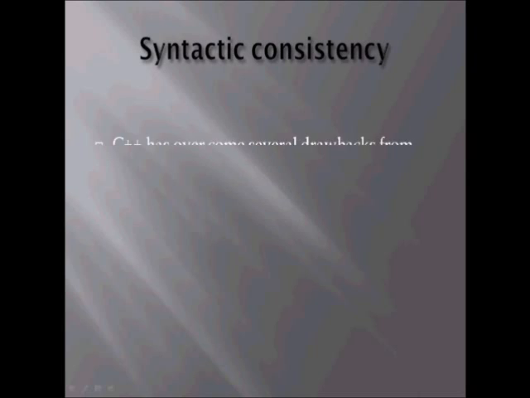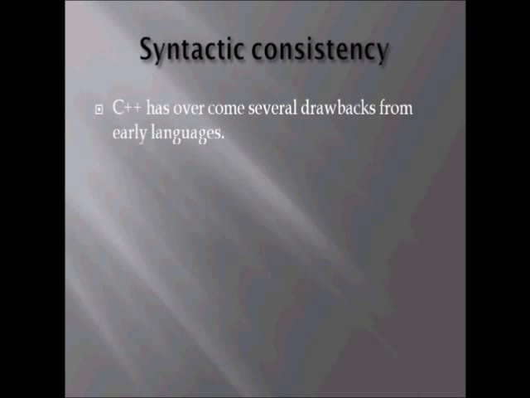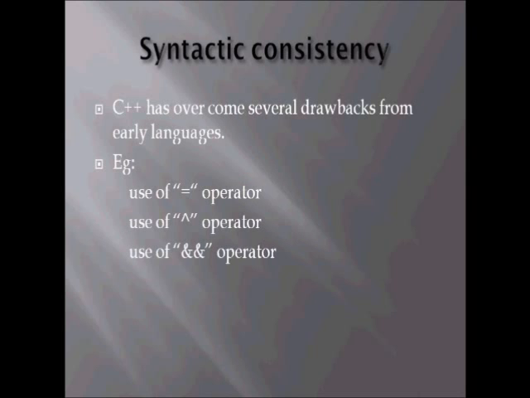Syntactic consistency. C++ has overcome several drawbacks from early languages. Syntactic consistency is defined as: things which look similar have to be similar, and things which look different should be different. For example, the use of the equal operator, the use of the power operator, the use of the AND operator.